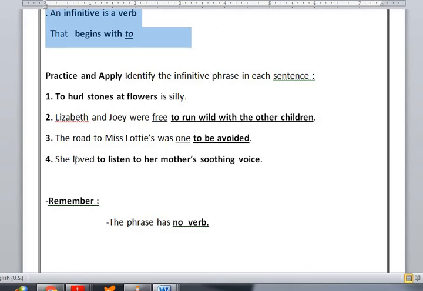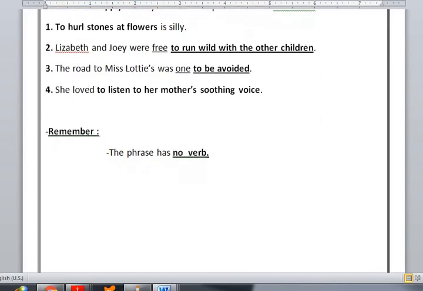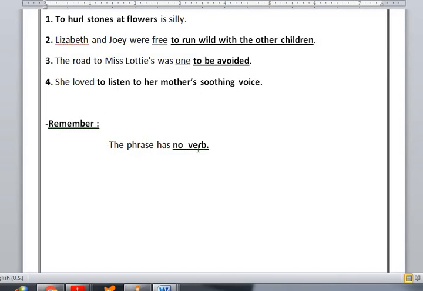Number 4. She loved to listen to her mother's soothing voice. What is the to? To listen, yes. To plus infinitive. To her mother's, continuing, no verb here. Soothing voice, no other verb here. So from to to the end: to listen to her mother's soothing voice. This is only to remind you, a phrase doesn't have what? A verb. No verb in the phrase.